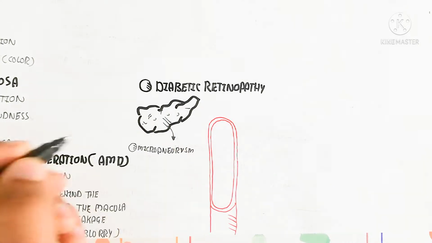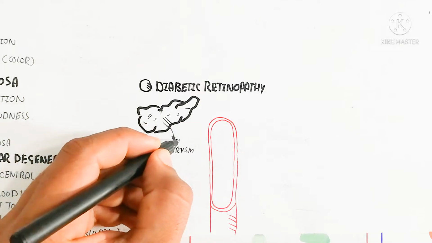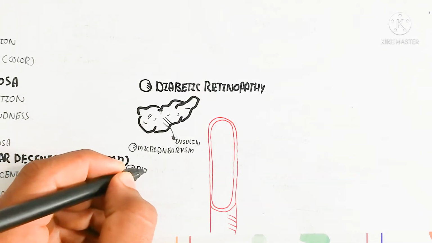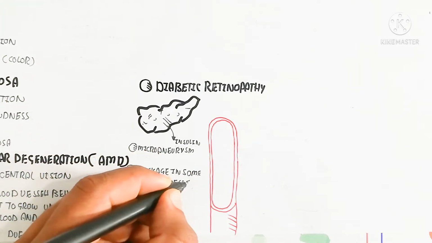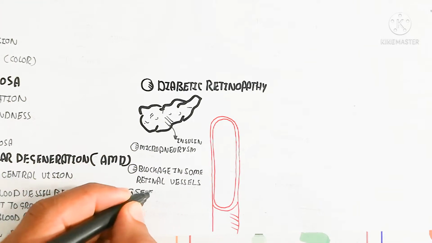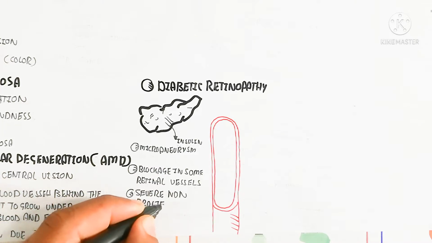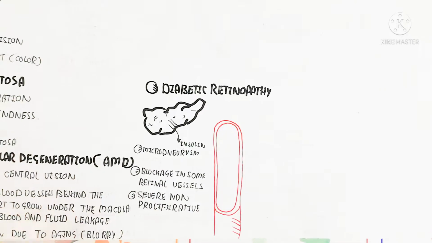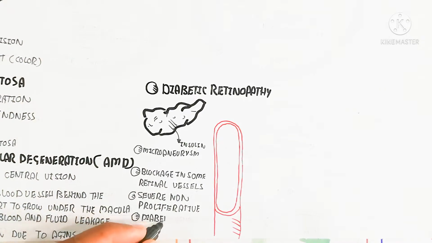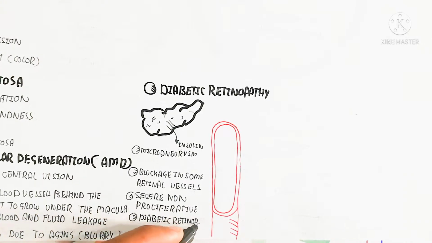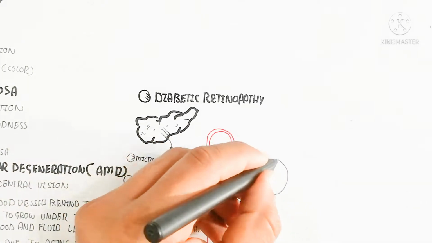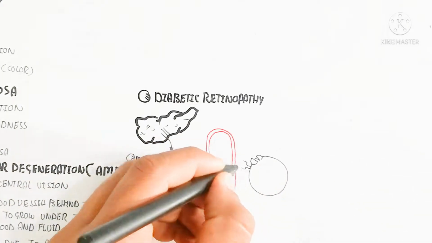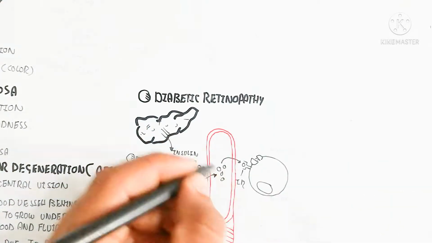Diabetic retinopathy is the next important topic we will discuss. It can involve microaneurysm, which means leakage due to the bursting of a vessel, but only a little. There can also be blockage in some retinal vessels, due to angiogenesis as well as leakage and bursting. On the other hand, there is severe non-proliferative diabetic retinopathy.